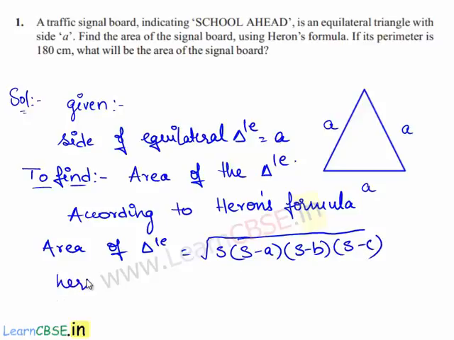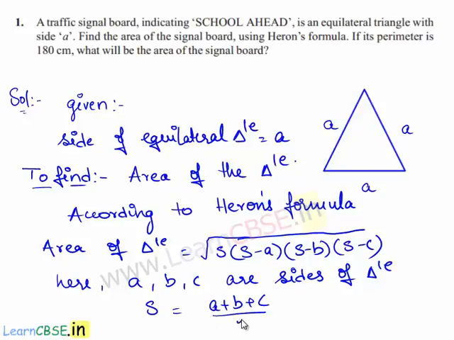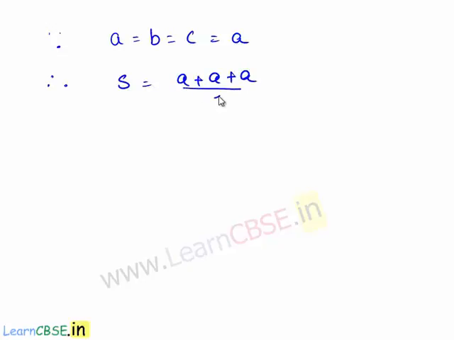So here A, B, C are sides of the triangle and S is the semi-perimeter, that is A plus B plus C divided by 2. Since the given triangle is an equilateral triangle, all the sides are equal. Therefore, A is equal to B is equal to C is equal to A. Therefore, the semi-perimeter S is equal to A plus A plus A divided by 2, which is equal to 3A by 2. So, let us substitute this in the Heron's formula.